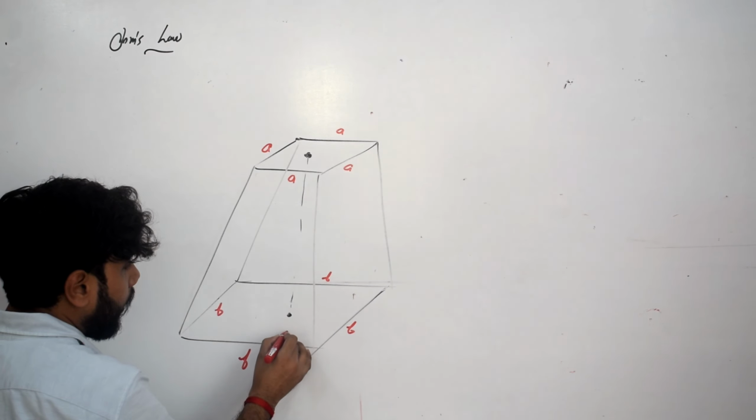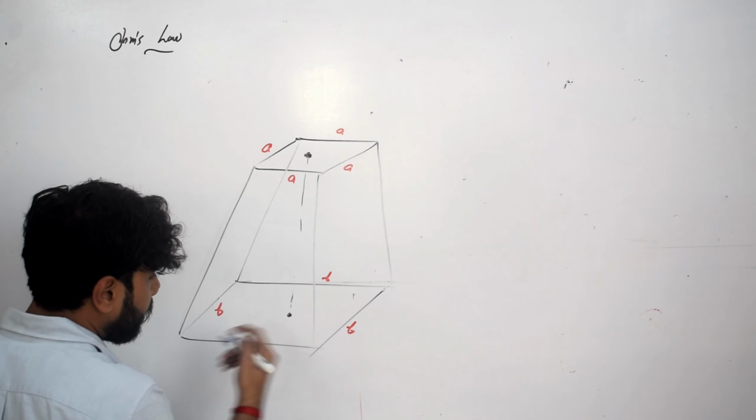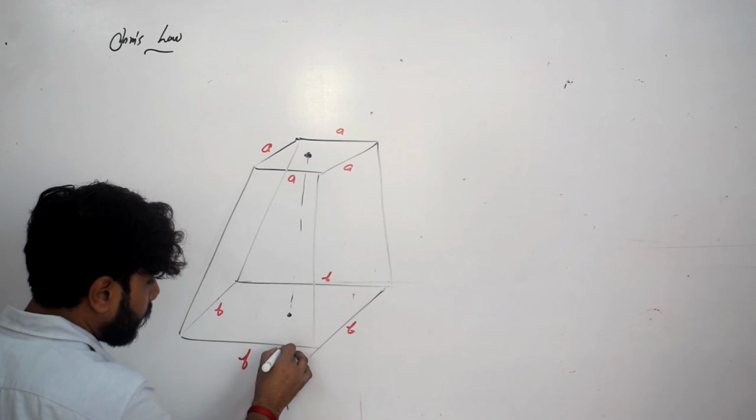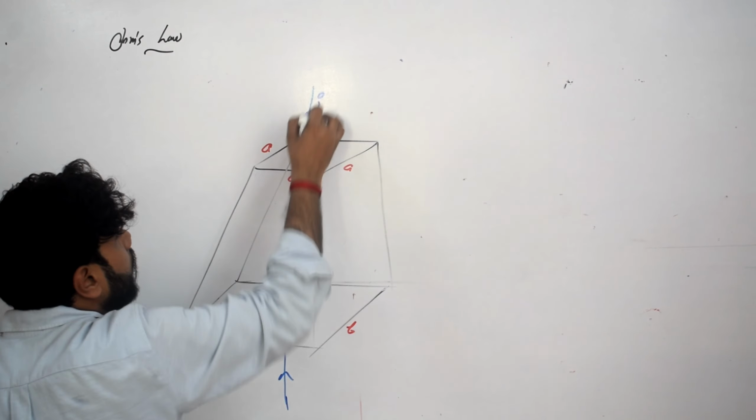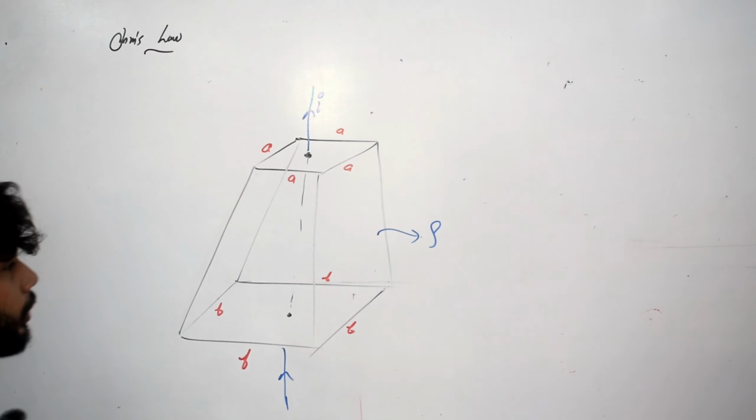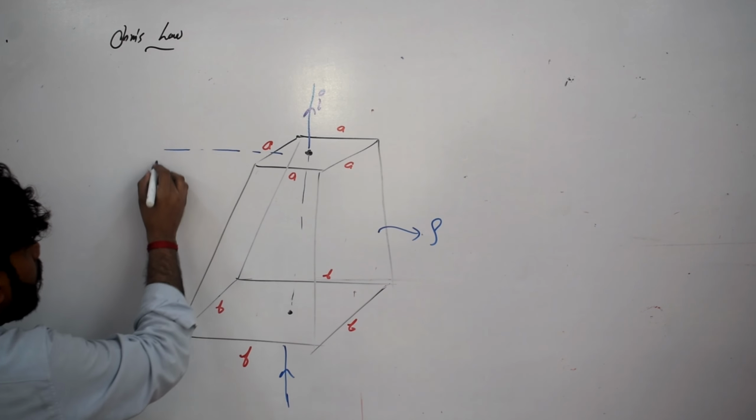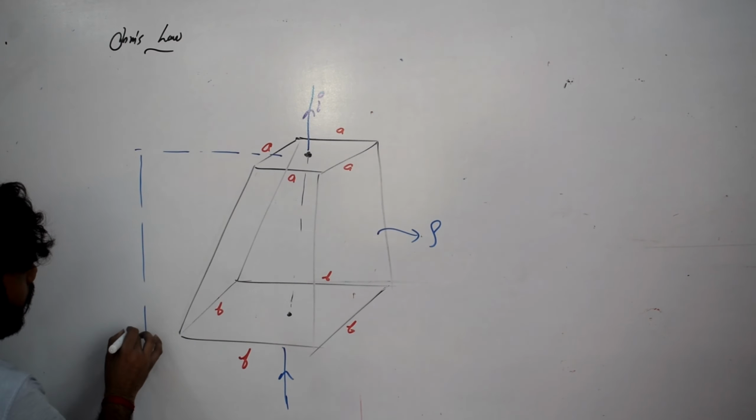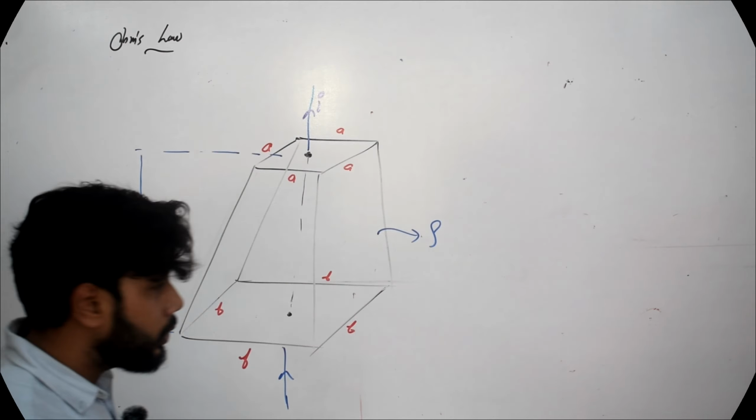Current is entering from the bottom face and leaving from the top face. The resistivity of the material is rho, and it is solid. You have to find the resistance, and the separation between the top and bottom point is L. So you have to find the resistance of the material. That is your homework. In the next class we will be discussing more such questions.